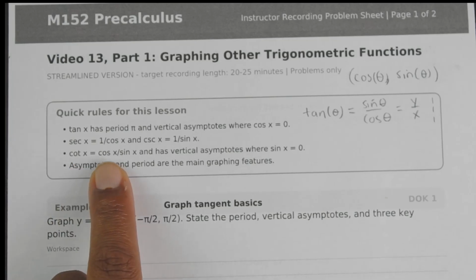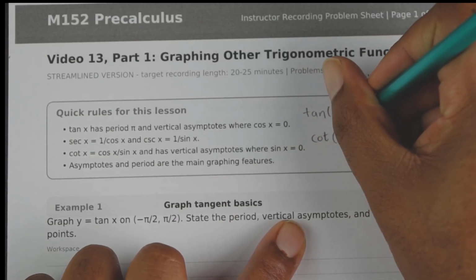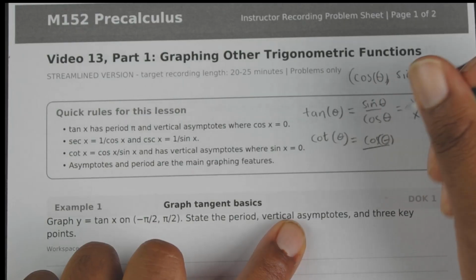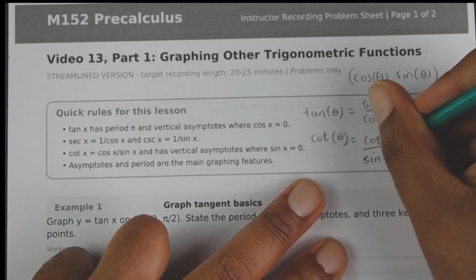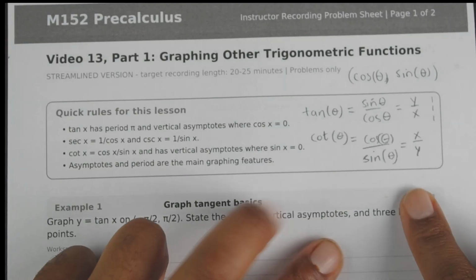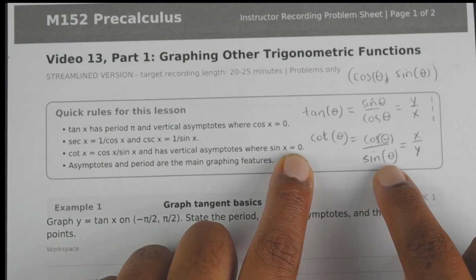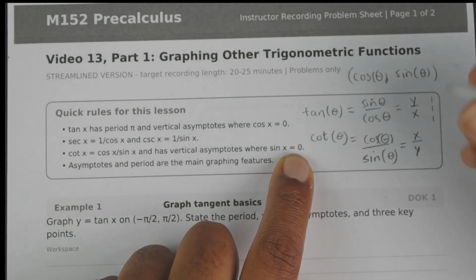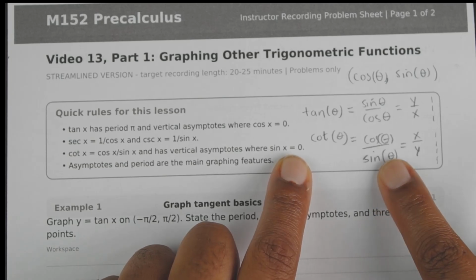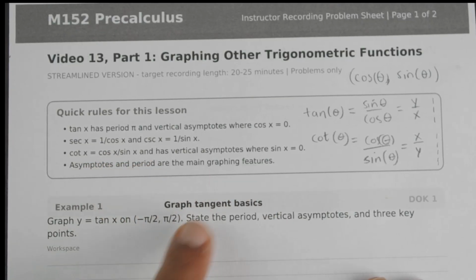Then cotangent x is cosine x over sine x, or in other words, way to think about it is cotangent theta is cosine theta over sine theta, which is the same as saying x over y. And then where sine x is equal to 0, then you also get a vertical asymptote, okay? You get a vertical asymptote if sine x is equal to 0. So asymptotes and periods are the main graphing feature, right?